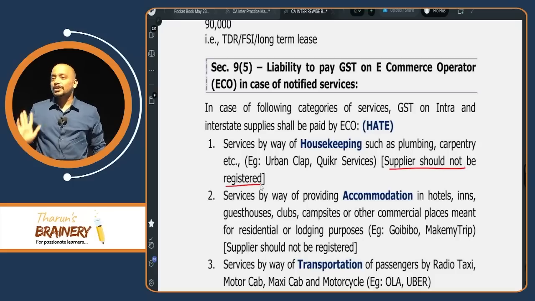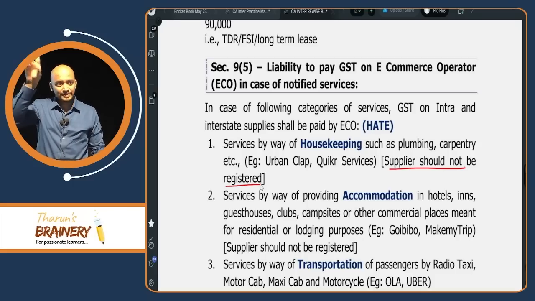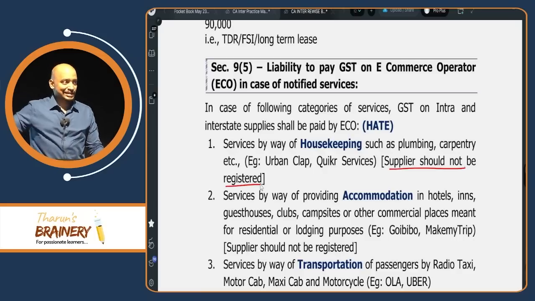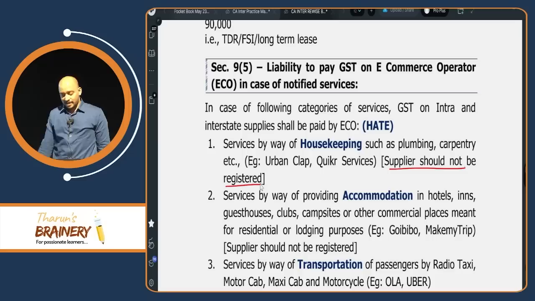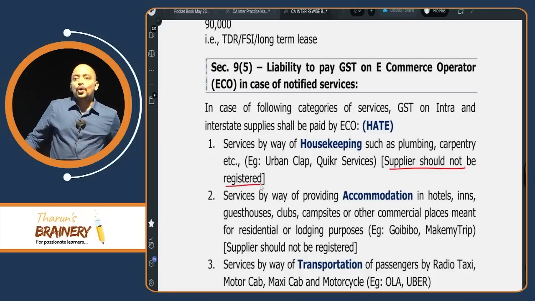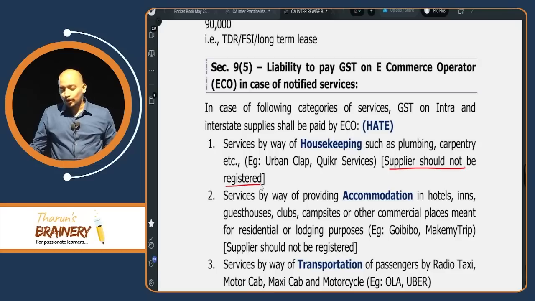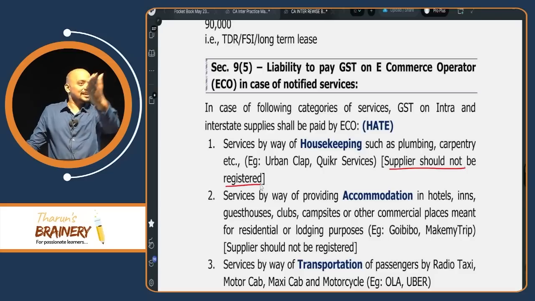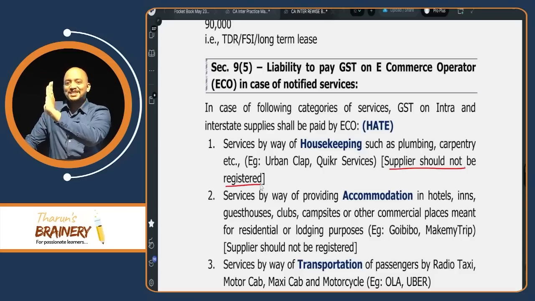Once more, what are the notified services? HATE. H, housekeeping services, if the supplier is unregistered. Then A for accommodation services. Accommodation services, for example, Goibibo, MakeMyTrip, Oyo Rooms, etc. Who is the supplier? The hotel is the supplier. And who is the e-commerce operator? Oyo. Who is the recipient? Your friend. Okay, so the recipient.